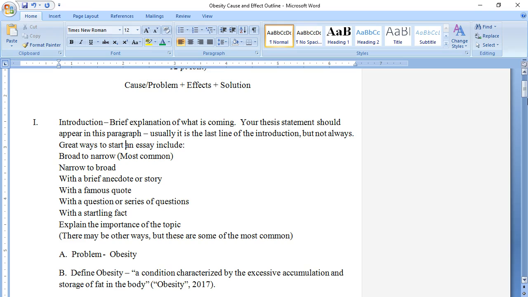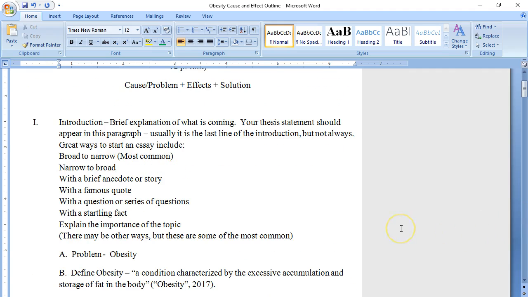next one with the startling fact, you could say obesity is the single most problematic cause of preventable disease in the world today. I don't know if that's a true statistic, but you could look that up and I bet you could corroborate it, that it's one of the few things that we can actually prevent, do something about, that we kind of sit idly by and just lament our plight. I'm sure there are other ways to start an essay, but these are some of the most common, and so it gives you a place to start if you're having a hard time starting your introduction.